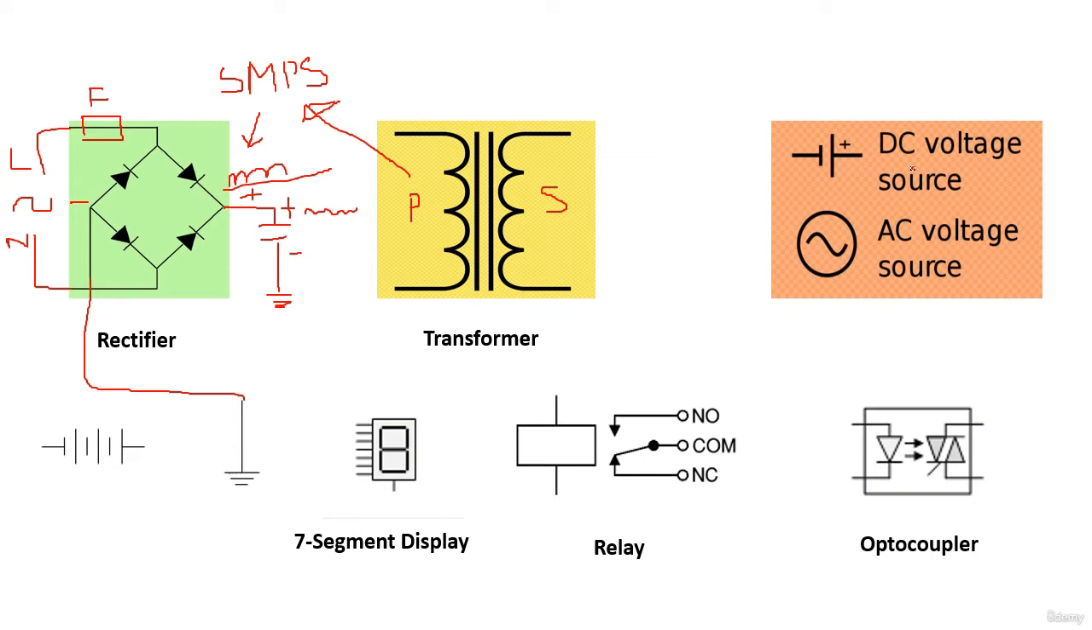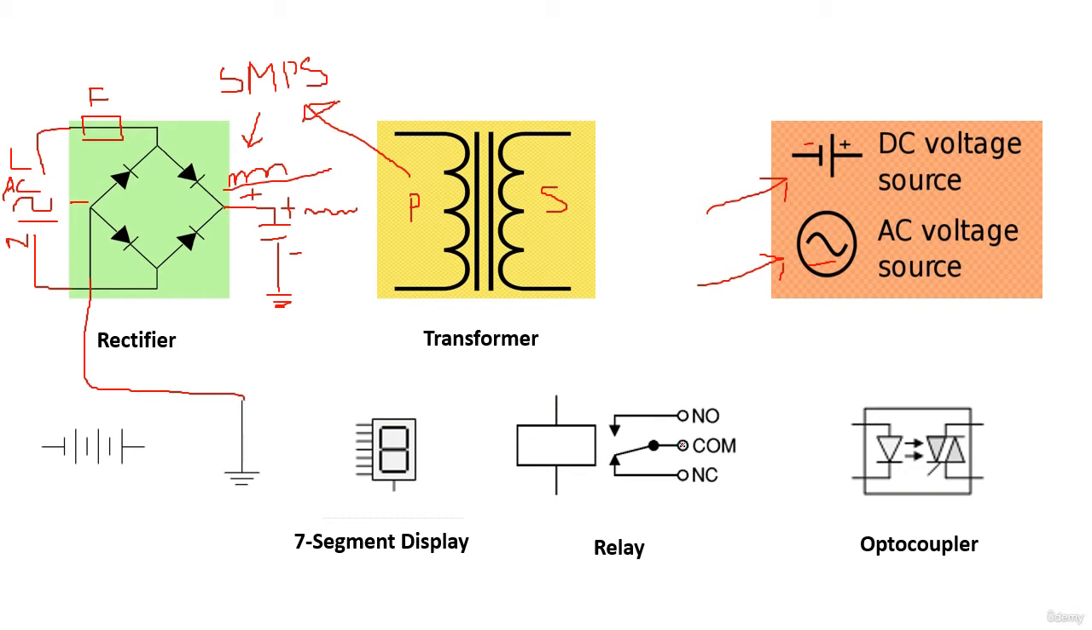Here there are two symbols. This is the symbol of DC voltage and this is the symbol of AC voltage. As you see, for the DC voltage source we have plus and minus. And this is the symbol of the AC voltage source.